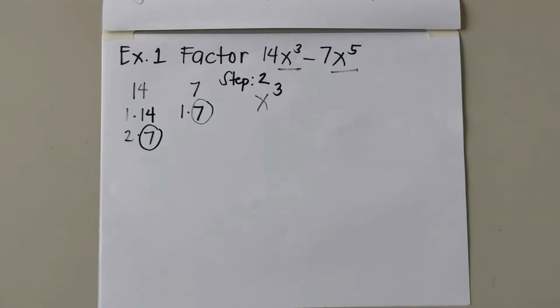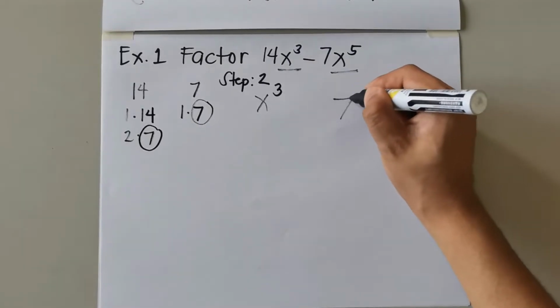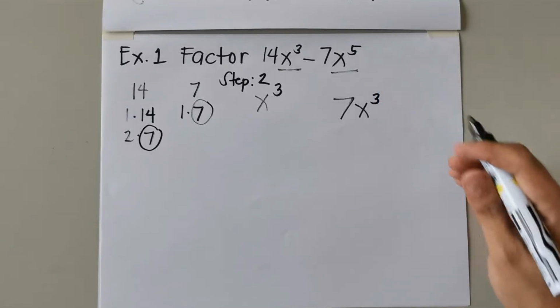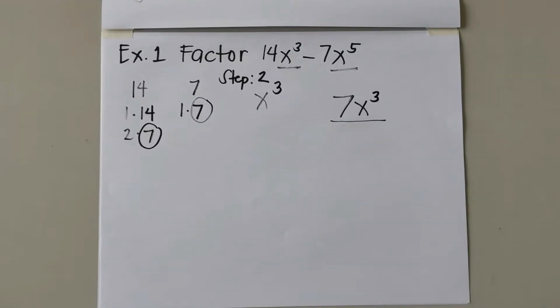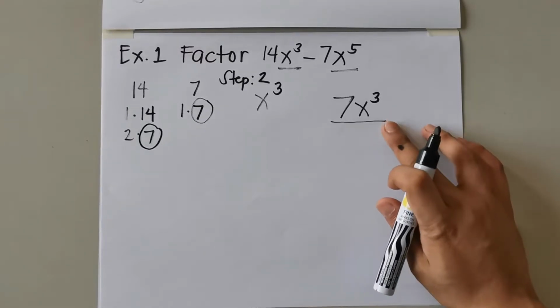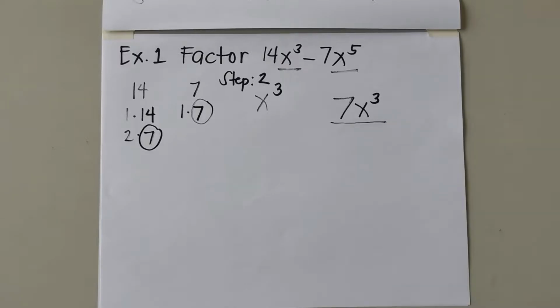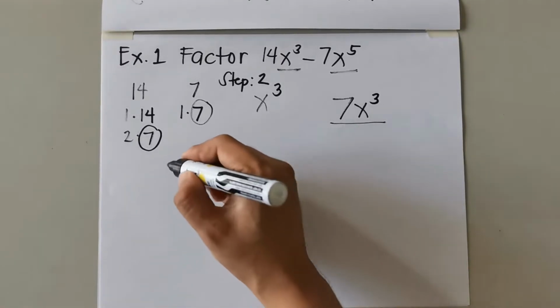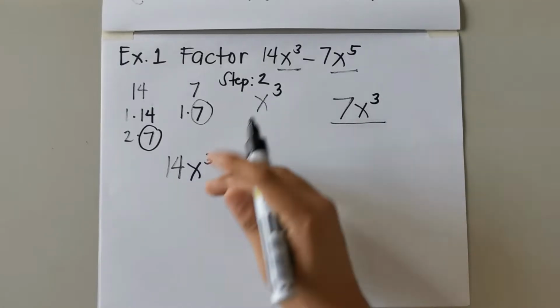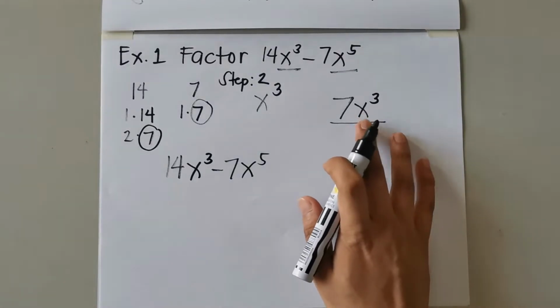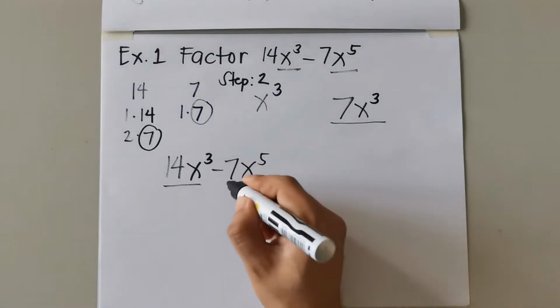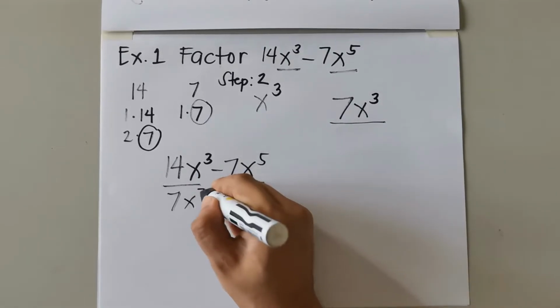After that, combine the GCF and the chosen variable. So in this case, we are going to have 7x cubed. Now, this is our common monomial factor. After obtaining the common monomial factor, which is 7x cubed, use this to divide the given polynomial like what I will show you now. So copy the given polynomial, which is 14x cubed minus 7x raised to 5, and then as I've said, you are going to use this common monomial factor to divide the terms of the given polynomial.